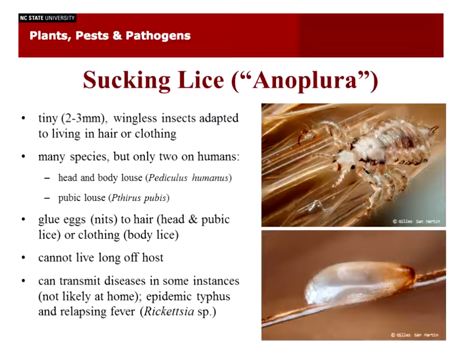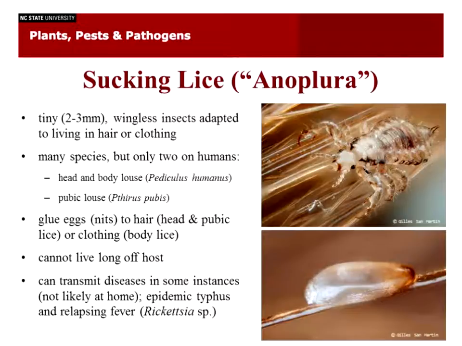Okay, sucking lice, the Anoplura, which we now know are just very, very specialized bark lice and book lice, although they don't look like them. These are very tiny, 2 to 3 millimeter long, wingless insects, very adapted to living in hair. They have very well-adapted legs that grasp on the hair specific to certain animals. Now, there are many species in the world, but only 2 on humans: the head and body louse, Pediculus humanus, and the pubic louse, or the crab louse, Pthirus pubis.